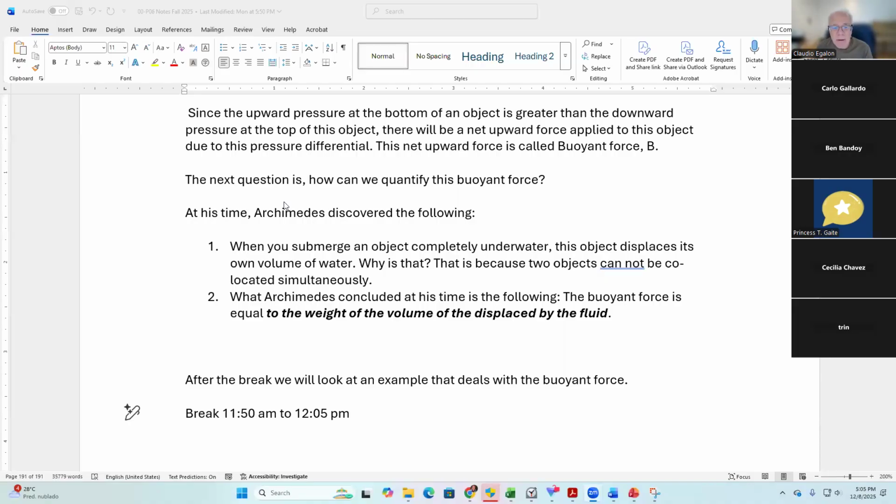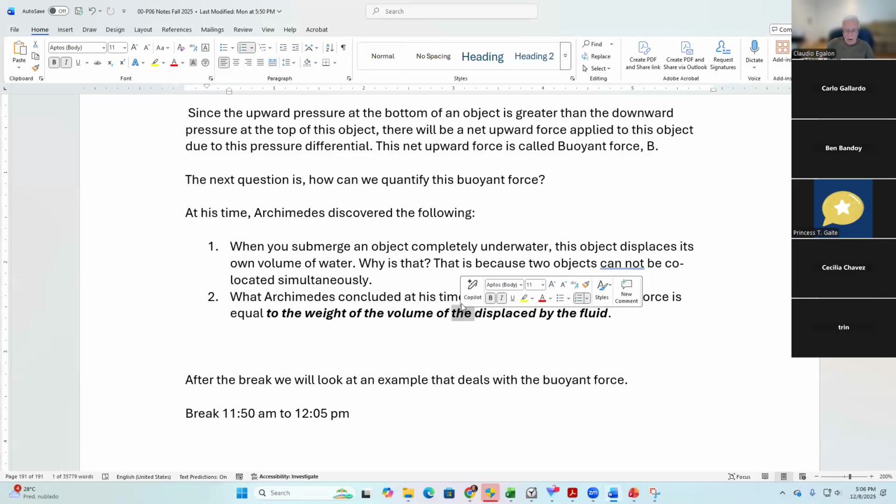And now that we know how to calculate the buoyant force, right? The buoyant force is just the weight of the volume of the displaced fluid. The buoyant force is equal to the weight of the volume of the fluid that is displaced. So let's go ahead and do an example. Okay.